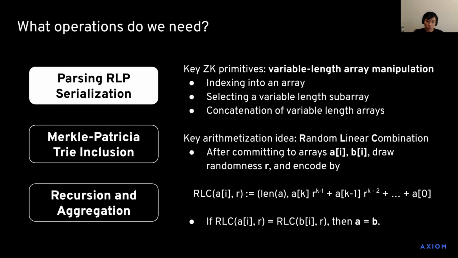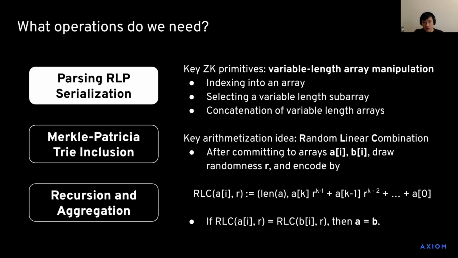So the key primitive we need in ZK is variable length array manipulation. These are operations like indexing into an array, selecting a variable length subarray from a bigger array, or concatenating variable length arrays. Just to give an idea for why this last one is useful, if you have a serialized data structure and you want to parse the different fields, then you would check that they concatenate with the correct padding to your original serialization. And the key tool we use here is a technique called random linear combination.